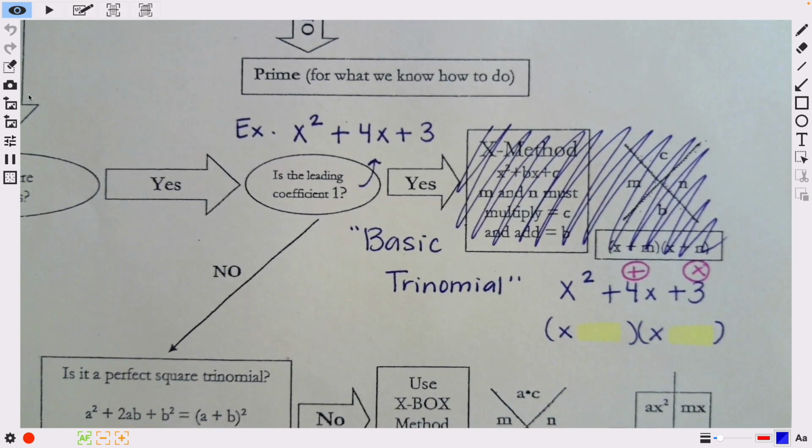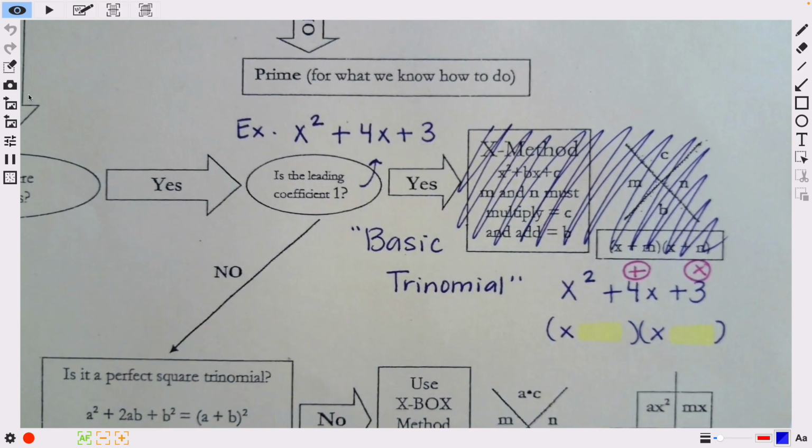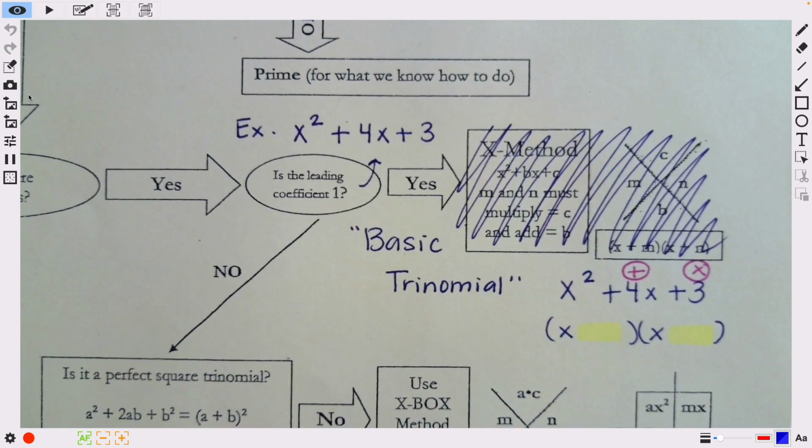Okay, I will leave this on the board the day of the test, as long as my custodian doesn't erase it. So if that helps you with the negatives and positives and all that. But remember, you can always double check your factors, like literally multiply it and add it and see if it makes those numbers. Okay, but what happens if the leading coefficient is not 1?